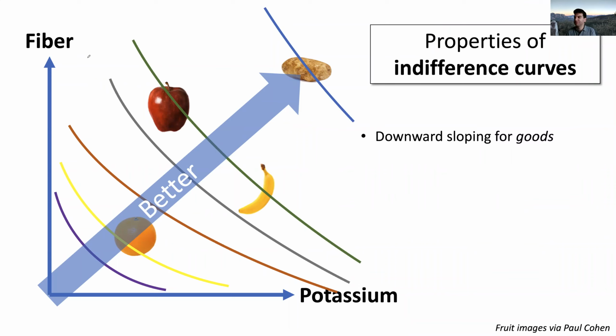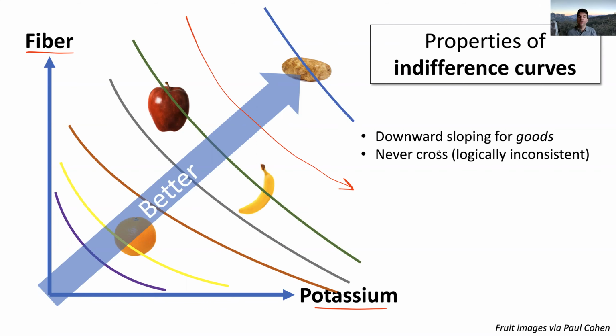So indifference curves, if these are goods on the axes, so they're not bads. We're not talking about pollution here. We're talking about things that are goods. And remember, a good means more is better. If you've put something where more is better on every axis, then all of these indifference curves will always have a downward slope. And they'll never cross. I mean, that just makes sense. Something on an indifference curve is differentiated from something that's on a different indifference curve. So every indifference curve has some space between it and every other indifference curve.